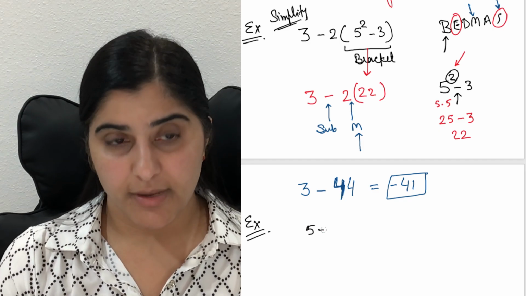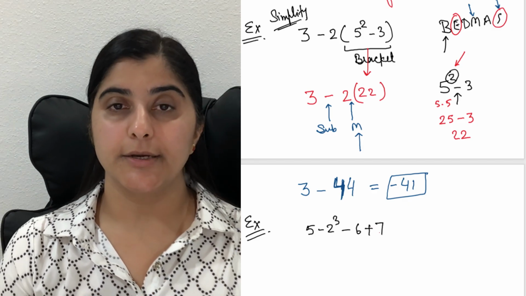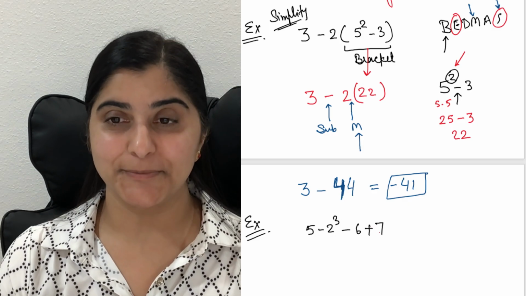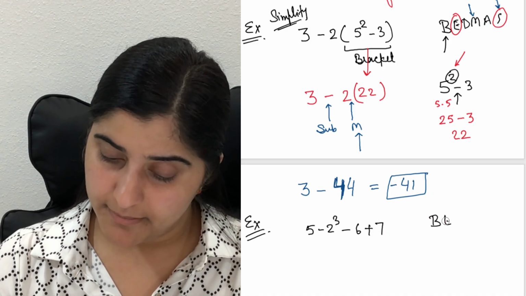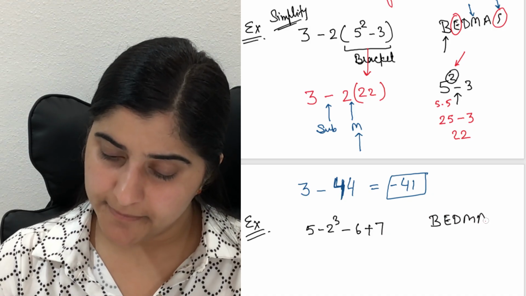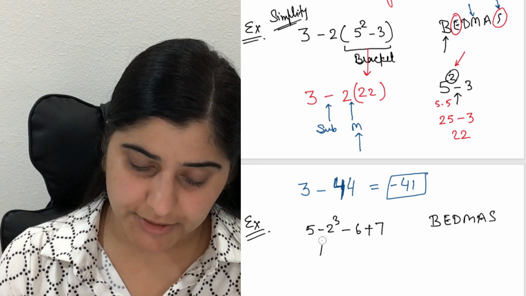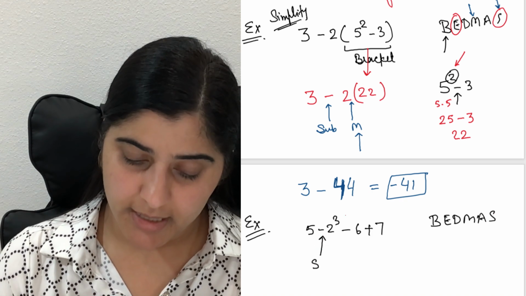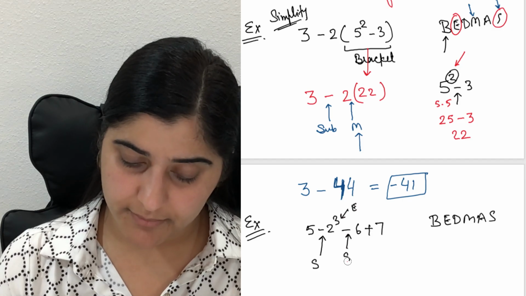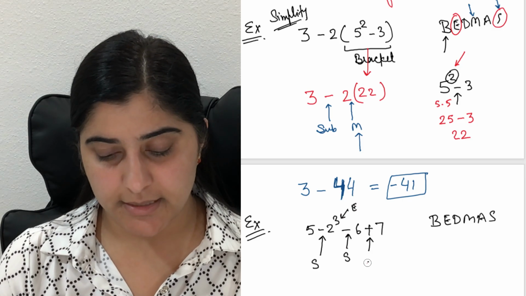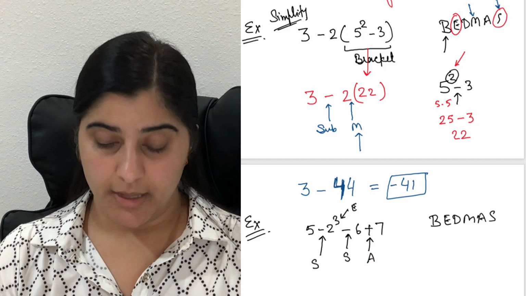So 5 minus 2 cubed minus 6 plus 7. Let's try to simplify this expression. Okay, so first it's BEDMAS. Let's see which operation we have to do first. Let's count the operations. This is a subtraction, this is an exponent, this is a subtraction, and this is the addition. So these are all the operations here.